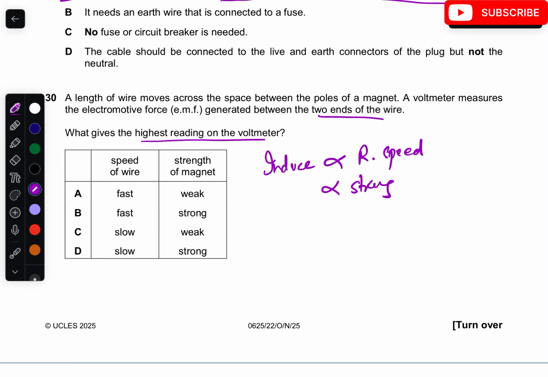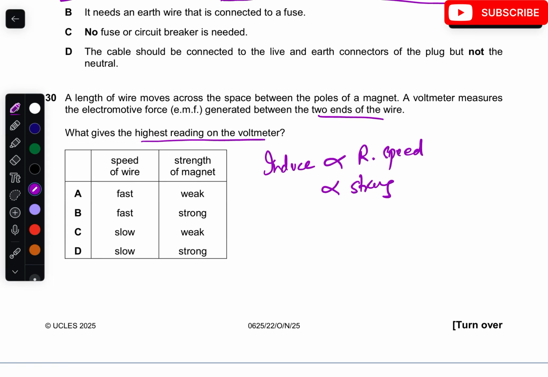In question 31, the diagram shows a simple AC generator. What is connected to G and H so that the alternating current can be provided to the external circuits? Cell is not, commutator is not, there is a slip ring. Okay, when you talk about AC generator, there is a slip ring. Soft iron core is also not. This is in the transformer.